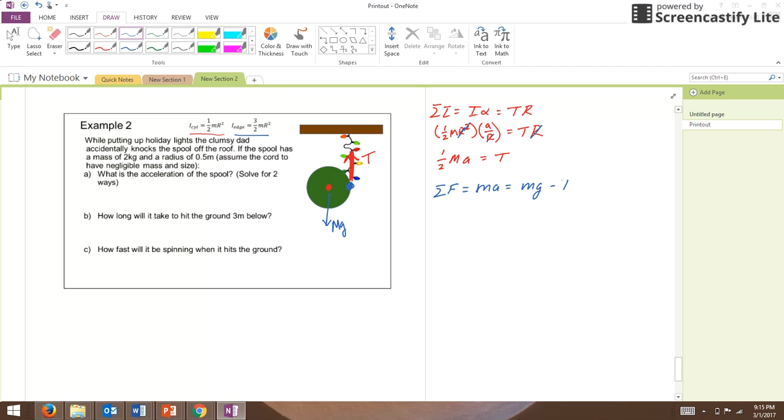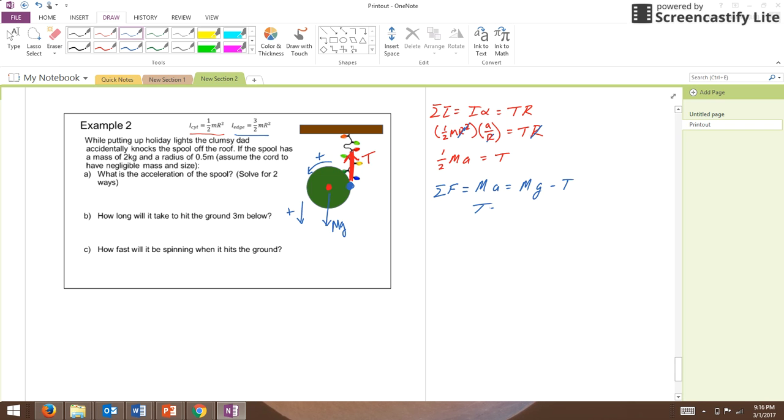And just like last time, it is mg minus T. Just to double check that, if this thing falls, it's going to rotate in that direction, meaning counterclockwise. That means counterclockwise is positive, and if it's rotating in the positive direction, then it's going to go downwards. So downwards is positive, which means mg is positive and T is positive. These are all the same m's, so let's make them all capital.